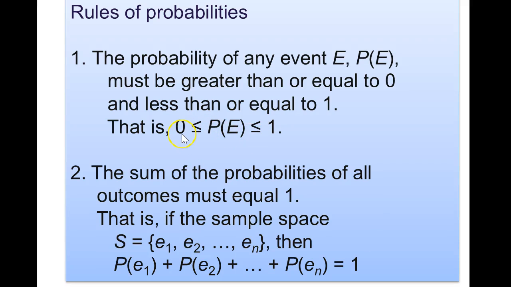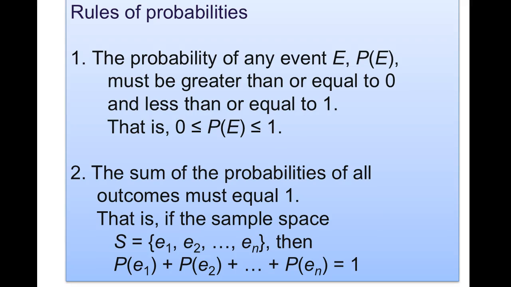Okay, so this means that there are no probabilities that are below 0. You can't have a negative probability in statistics. And there cannot be any probabilities that are greater than 1. There is no such thing as a probability being greater than 100% in statistics.